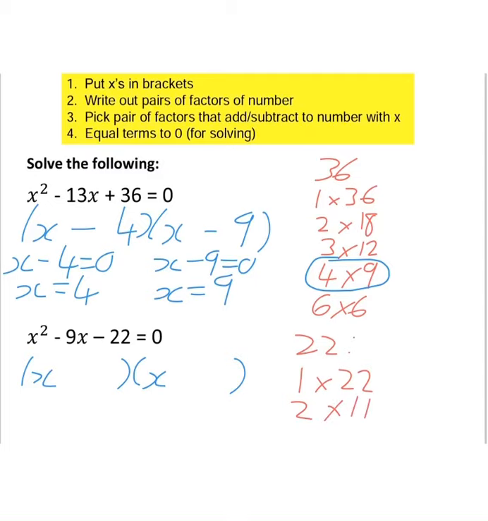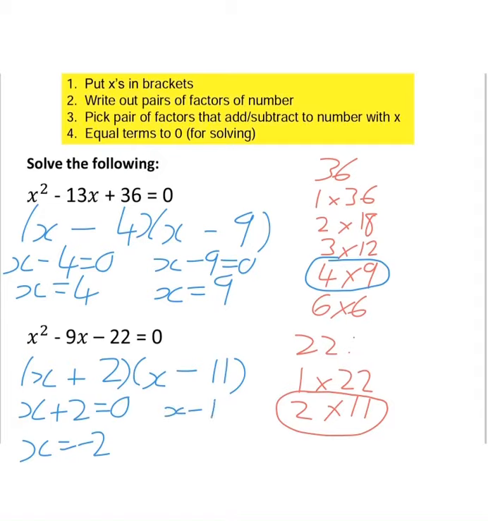Okay, so this is an easy enough one. So it's going to be 2 and 11 because I have to get 9. Now it has to be minus 9, so it'll be minus 11 plus 2, because minus 11 plus 2 gets me minus 9. And if I expand the brackets, 2 times minus 11 will get me minus 22. So let's equal these to 0. So x equals minus 2. And x equals 11.